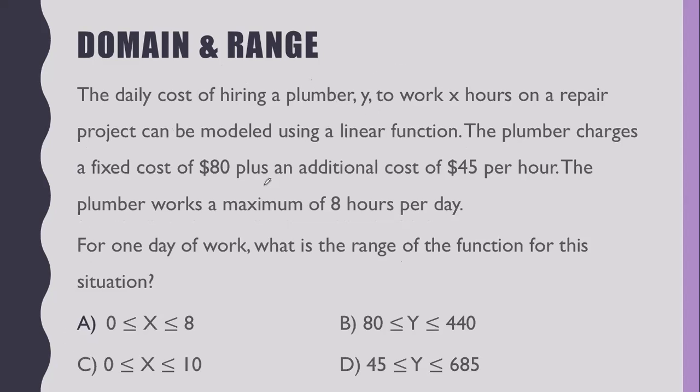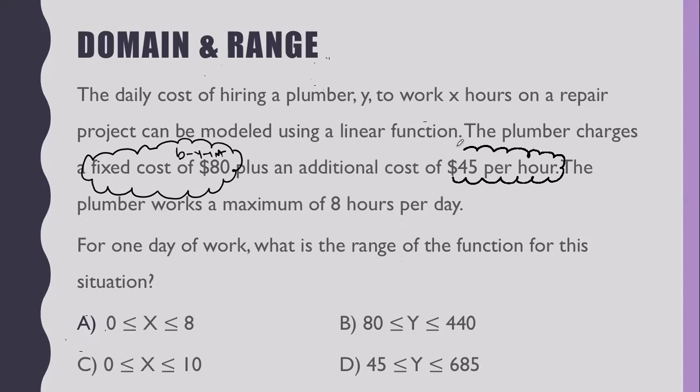The daily cost of hiring a plumber to work x hours on a repair project can be modeled using a linear function. The plumber charges a fixed cost, a one-time fee of $80. What does 80 represent? B, thank you, the y-intercept. Plus an additional cost of $45 per hour. What does this represent? M, my slope. The plumber works a maximum of 8 hours per day. That's important information. Okay, so my equation would be y equals 45x plus 80.